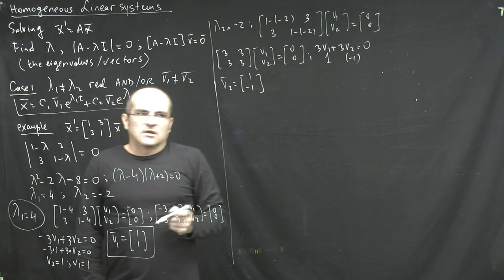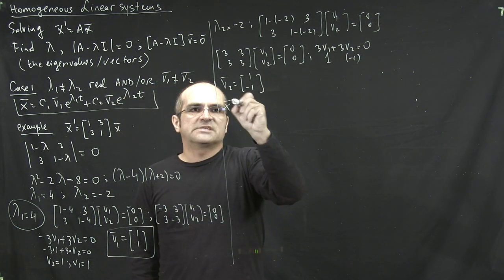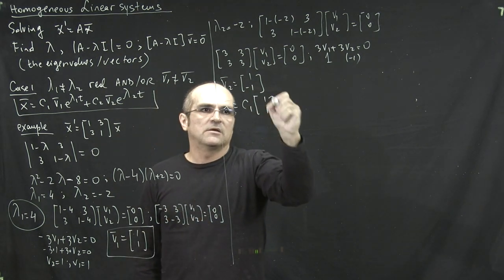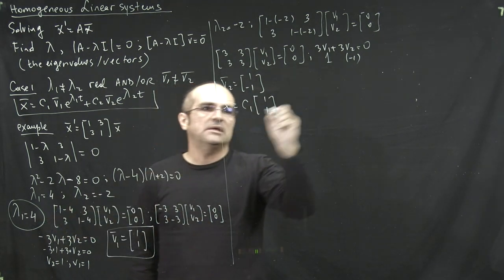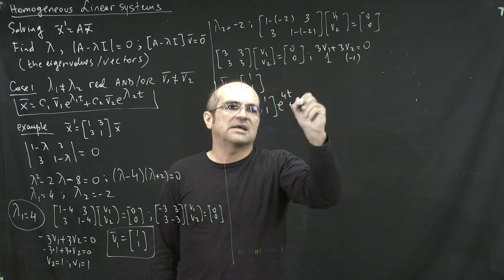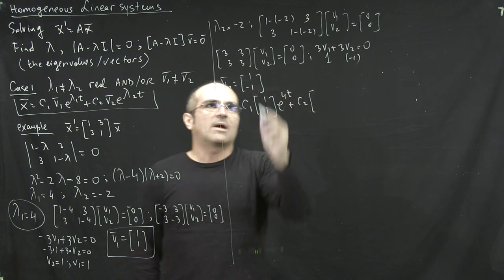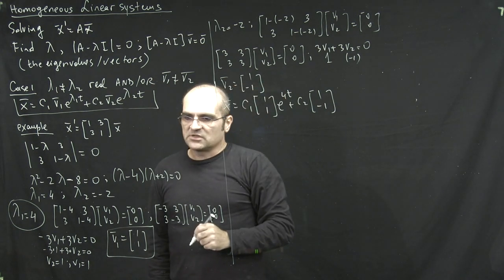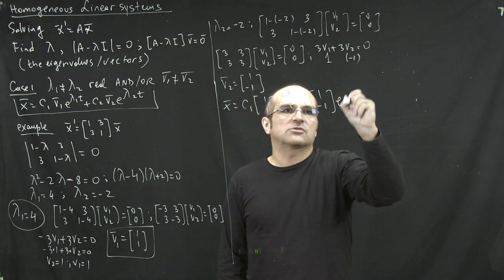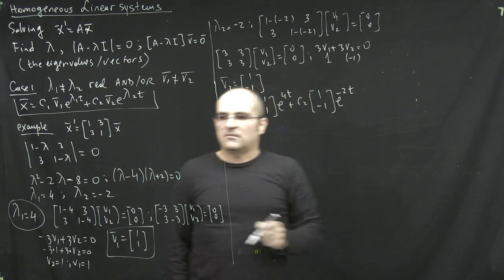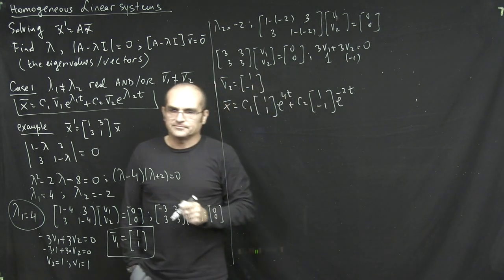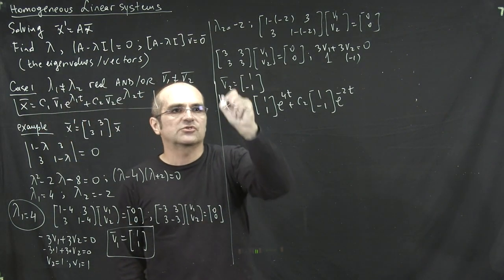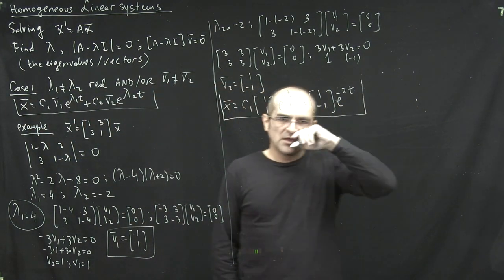Therefore the general solution of the system is C1 times the eigenvector 1, 1 times e to the 4t, plus C2 times 1, minus 1, the other eigenvector, times e to the minus 2t. I think this is one of the examples I also used last time in the previous lecture. So that's the general solution of the homogeneous system.